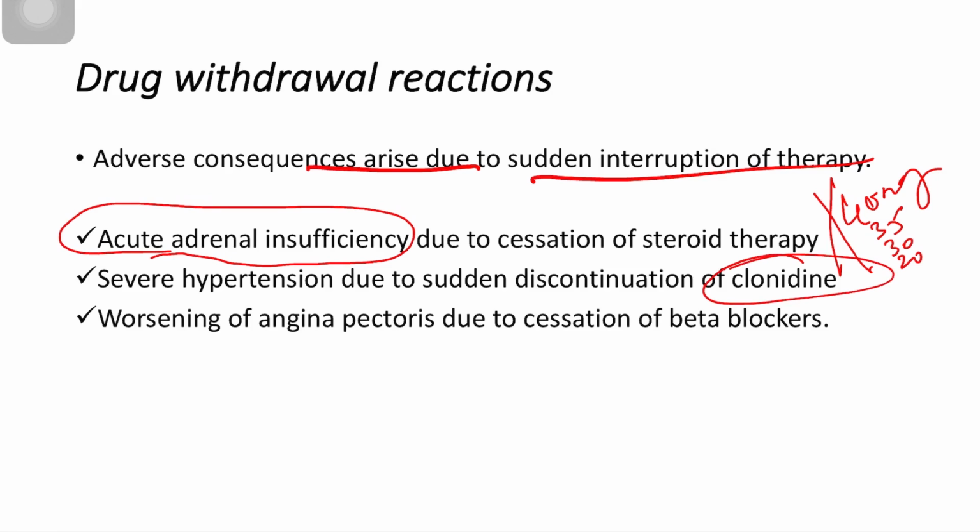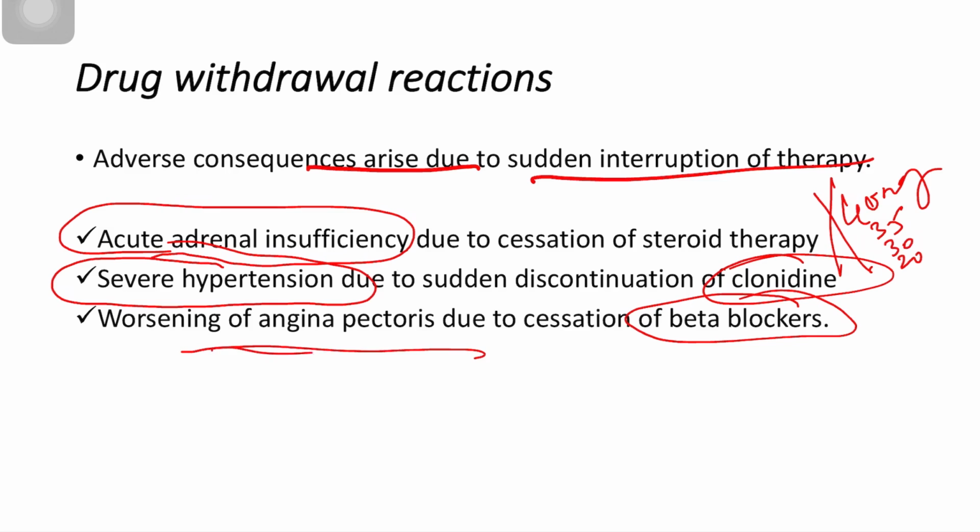Same way, we have already seen the example of clonidine, an antihypertensive medication. If you use this medicine for a longer time and the patient suddenly forgets to take it, there are chances that a severe hypertensive episode or hypertensive crisis might occur. Same way, beta blockers are medicines we use for treating high blood pressure, and suddenly withdrawing beta blockers might lead to angina pectoris or severe chest pain. So these are some examples of drug withdrawal.